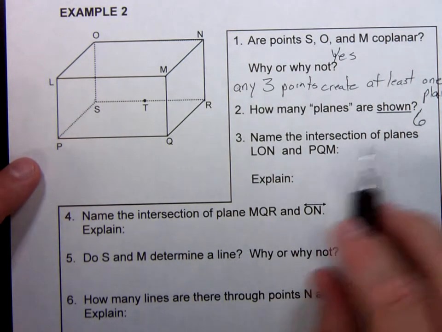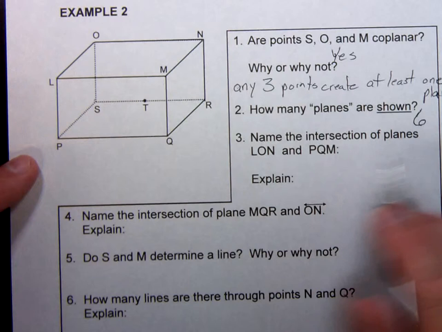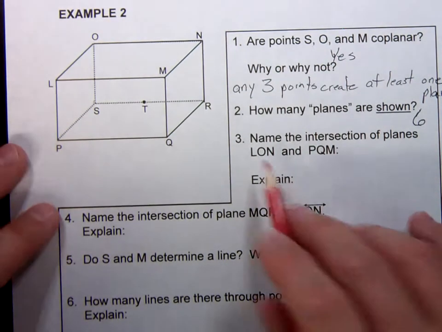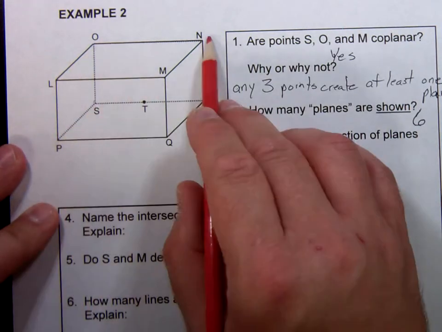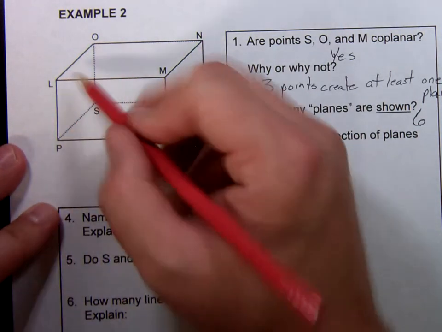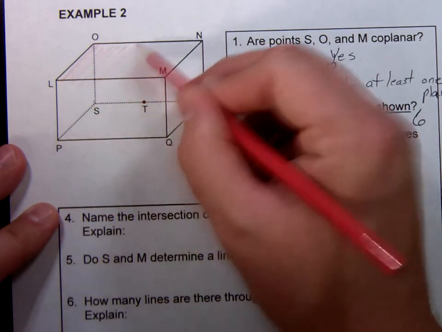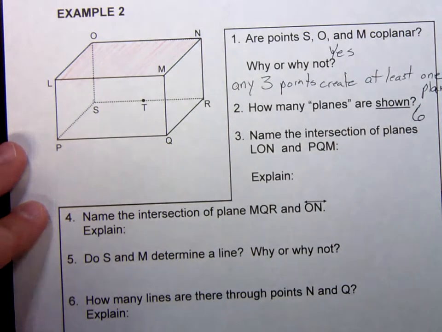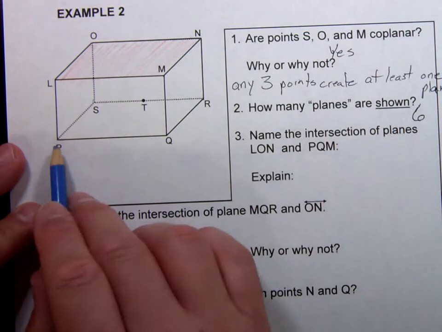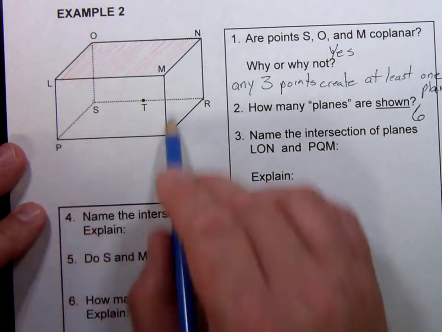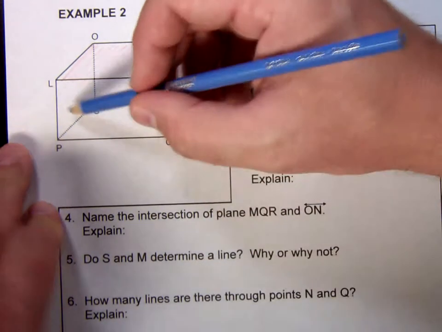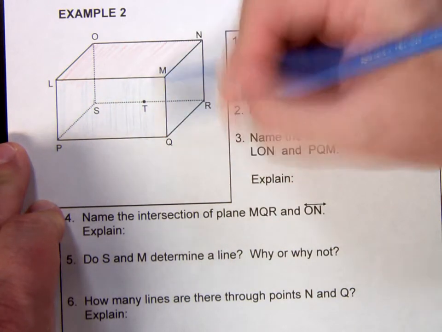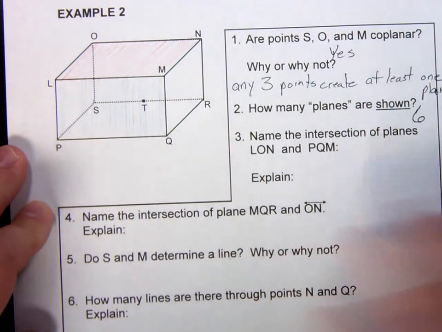Alright, name the intersection of planes LON and PQM. And I'm going to shade the picture for you so you can kind of see this a little easier. Plane LON. L, O, and N are all on the top of this box. And so when it says plane LON, they're talking about this plane right here. And then plane PQM. P, Q, and M are all on this front face. So they're talking about this plane right here. So the question is, what is the intersection of those 2 planes?